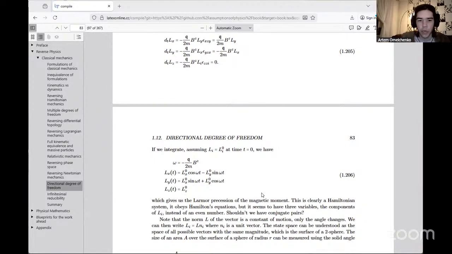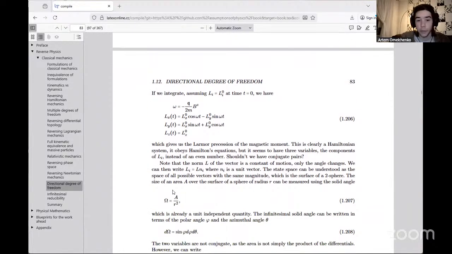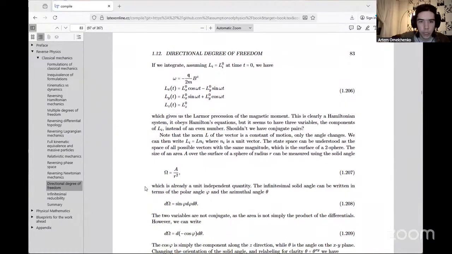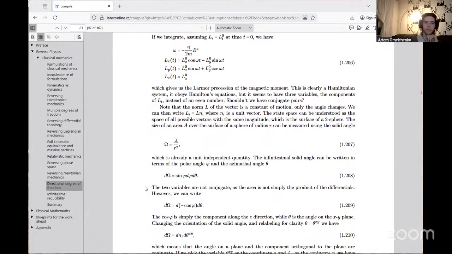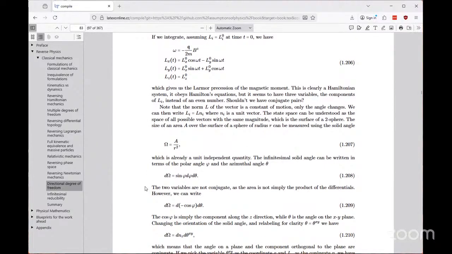This is clearly a Hamiltonian system. It obeys Hamilton's equations, but it seems to have three variables, the components of Li, instead of an even number. Shouldn't we have conjugate pairs? Now, the norm L of the vector is a constant of motion, only the angle changes. You can then write Li equals L times Ni, where Ni is a unit vector.